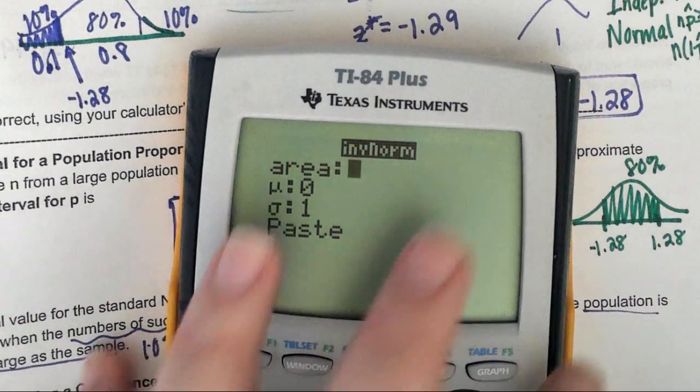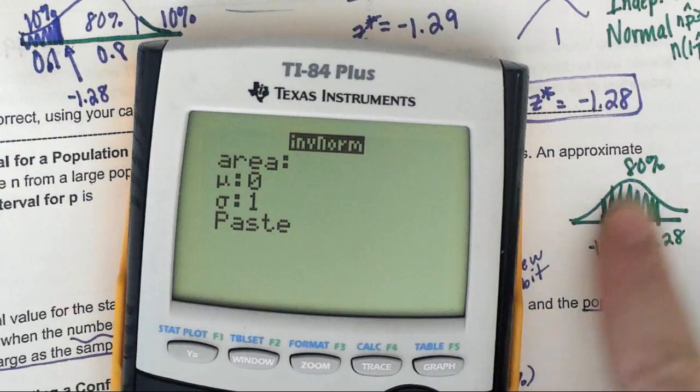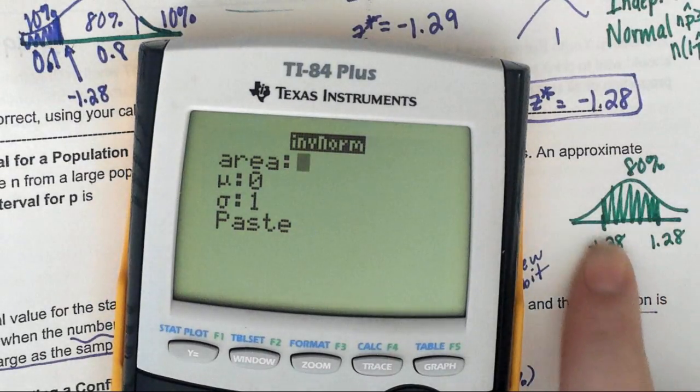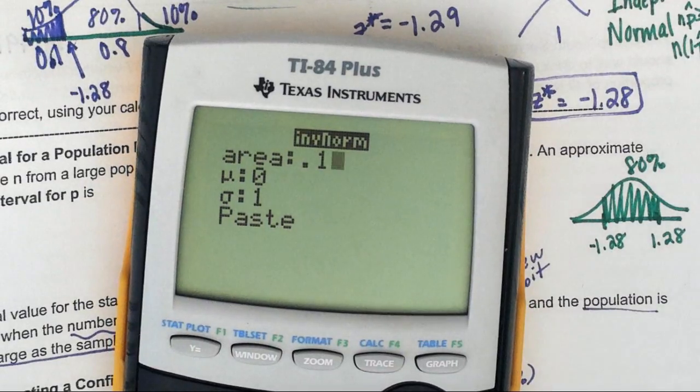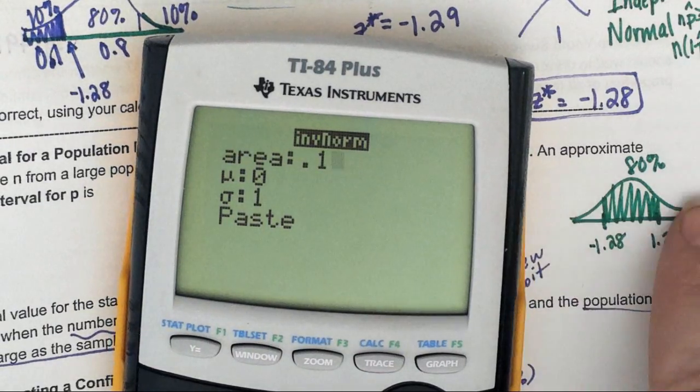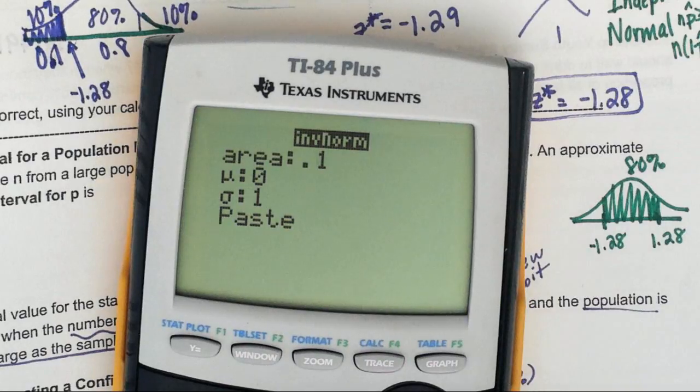The area is the tail end, so it would have to be, like, if this was not 80%, then this tail would not be a 10 and a 10, so no, it's not always 0.1. It is for this problem, but like if it was 90%, then it'd be 5 and 5, so 0.05. So it depends on the confidence level given.